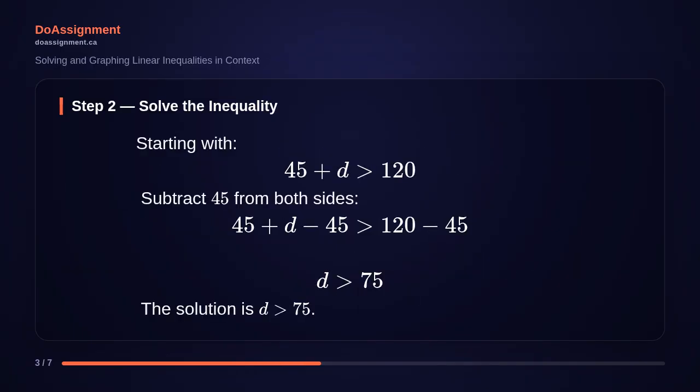To isolate D, subtract 45 from both sides of the inequality. 45 minus 45 cancels on the left, and 120 minus 45 equals 75 on the right. This gives us D is greater than 75.